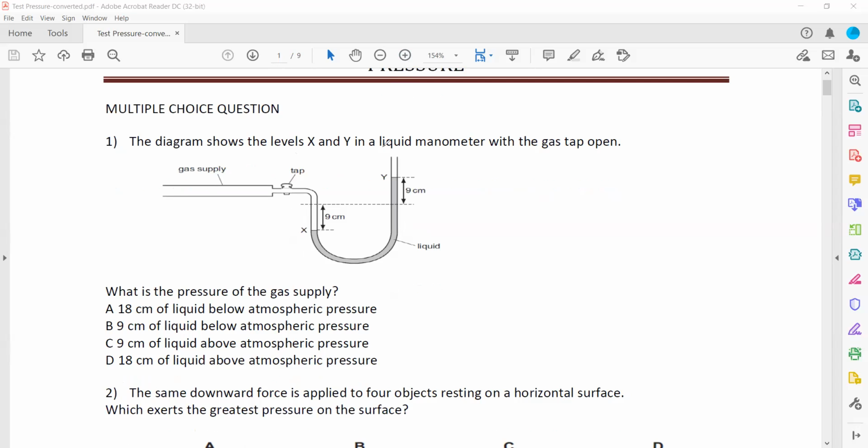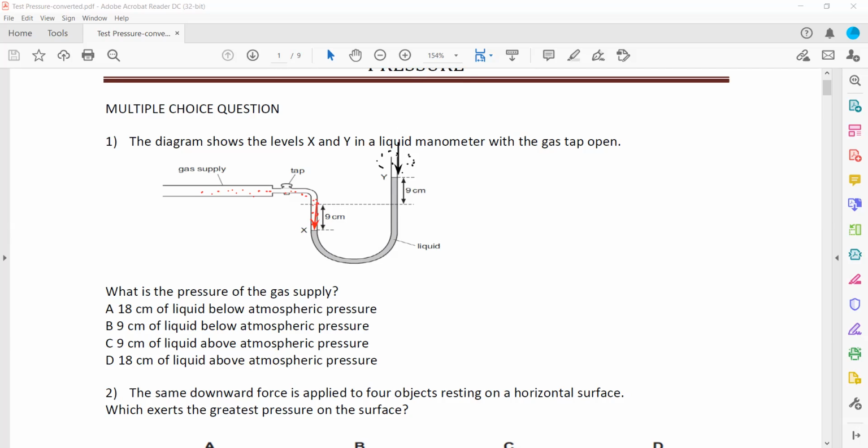The diagram shows the level X and Y in a liquid manometer or a U-shaped manometer with a gas tap open. So the gas tap is open, means there's a gas supply. It is open, so gas can push this downward, and the other side is open to the atmosphere. So as the other side is open to the atmosphere, it is pushing from the right hand side.